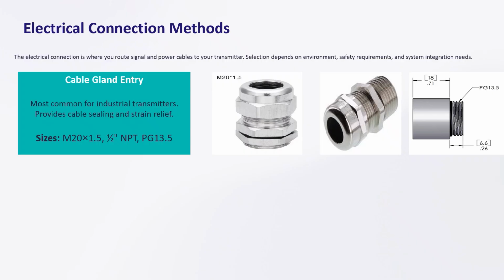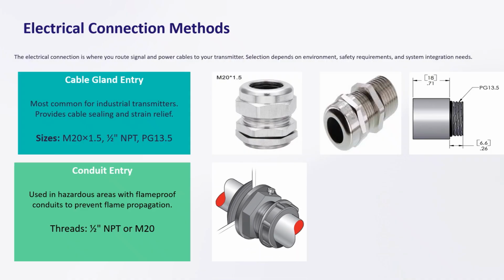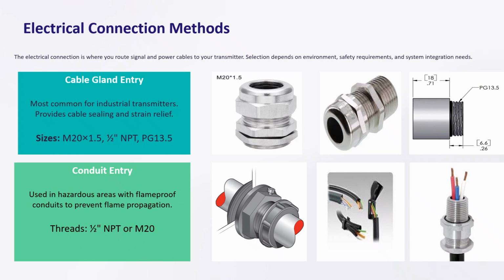B. Conduit entry. Used in hazardous areas to route cables through flame-proof conduits. Threads, half-inch NPT or M20. Often includes a conduit seal fitting to prevent flame propagation. Used for flame-proof or explosion-proof Ex d transmitters.